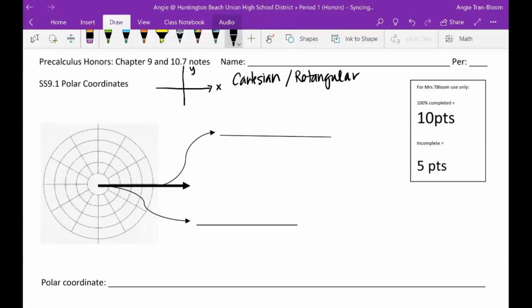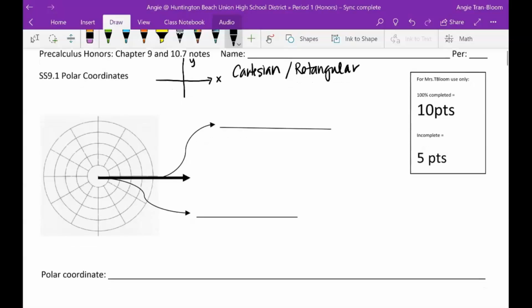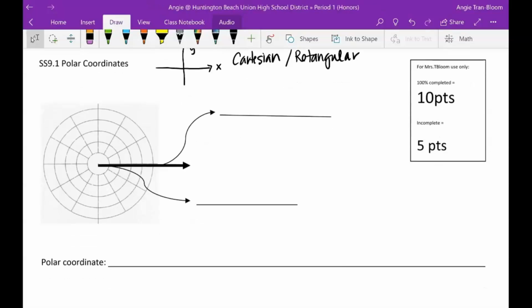Rectangular is when we have x and y, so the same thing as Cartesian. Today I am introducing you to, if you have not already been introduced in physics, a new set of coordinates called polar coordinates. In polar coordinates, this line right here, we used to call it x, now it's called the polar axis.